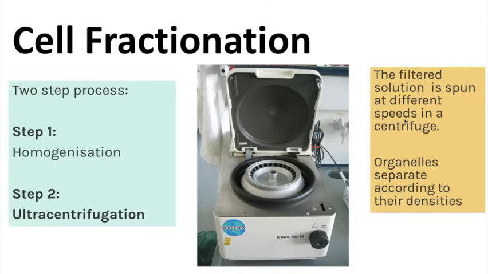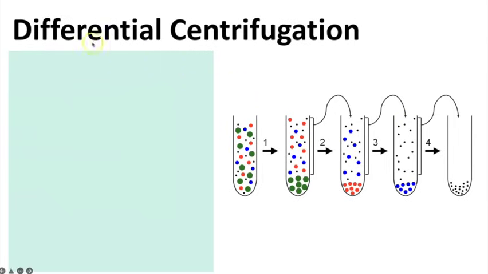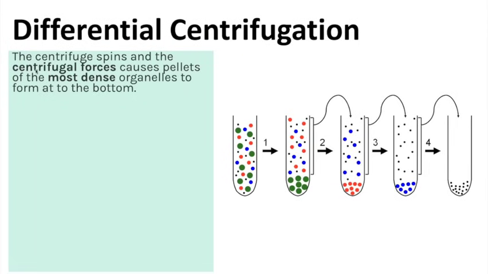The organelles are going to separate according to their densities, and that is why we have to spin our sample at different speeds. And this is what differential centrifugation is. So when we spin our sample, the centrifugal forces cause pellets to form at the bottom with the most dense organelles. So we can see here in this first image, we've got all of the organelles equally distributed.